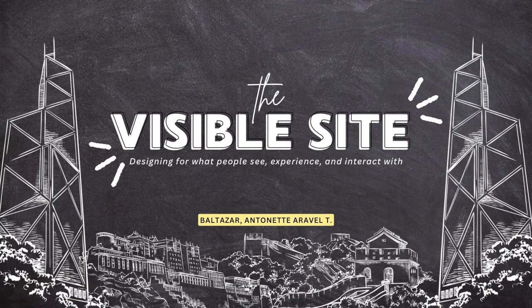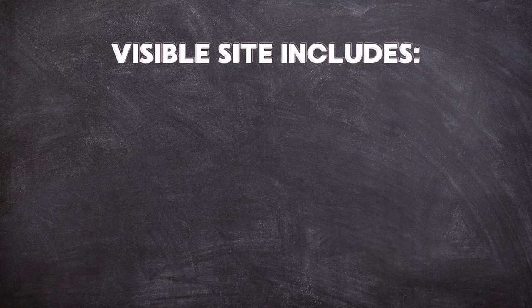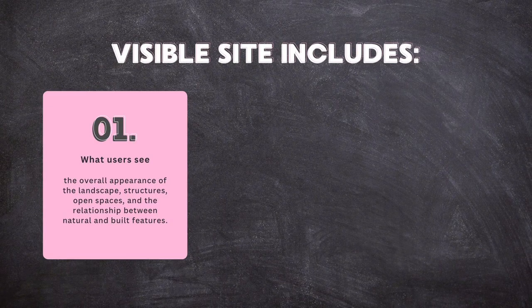This topic is about how we design the parts of the site that people actually see, experience, and interact with. In every project, site planning focuses on what is visible and experienced by users. Unlike the inside of a building, the outside environment is almost always a public event open to viewing from many perspectives. The visible site includes what users see, which is the overall appearance of the landscape, structures, open spaces, and the relationship between natural and built features.